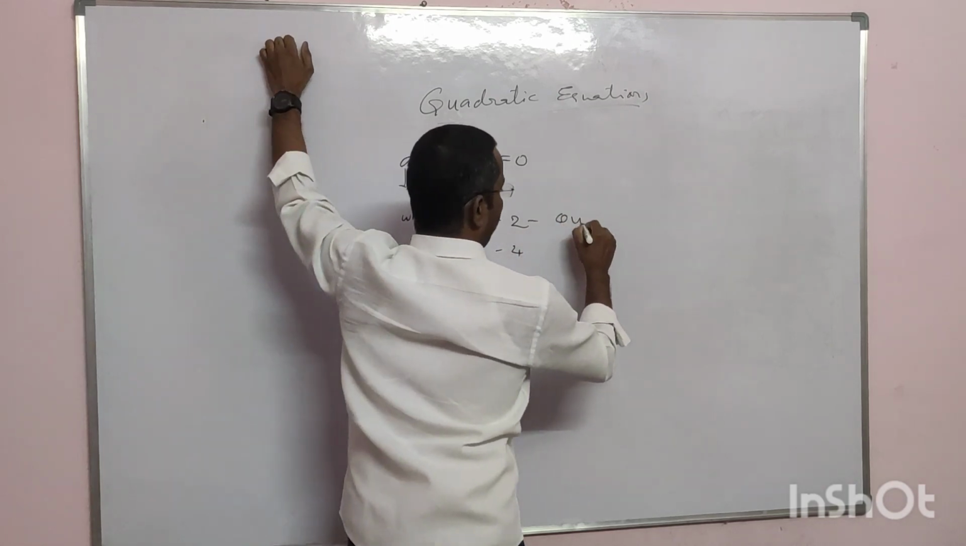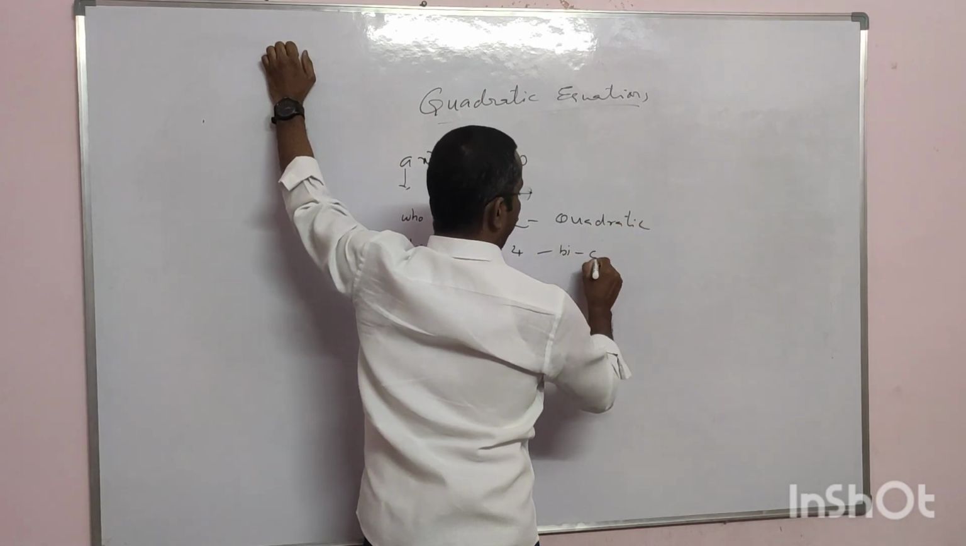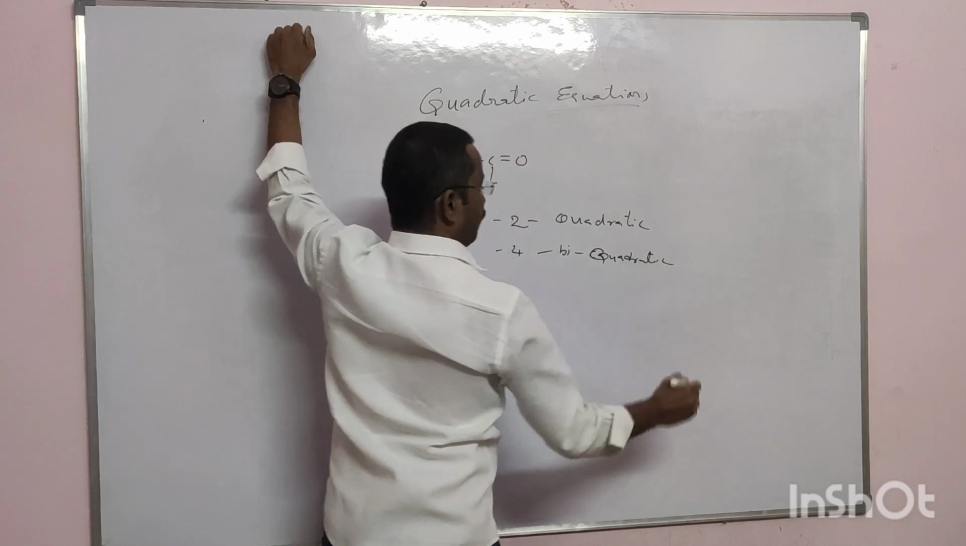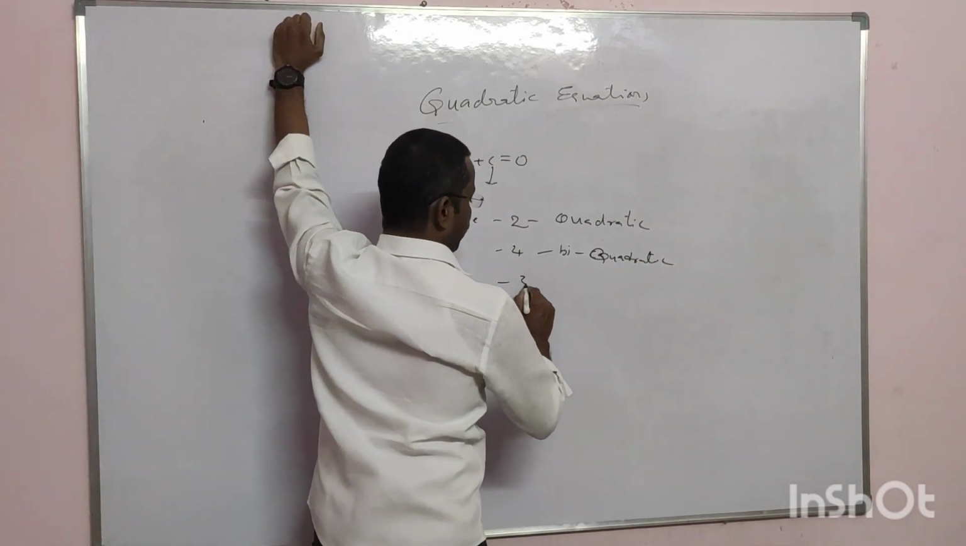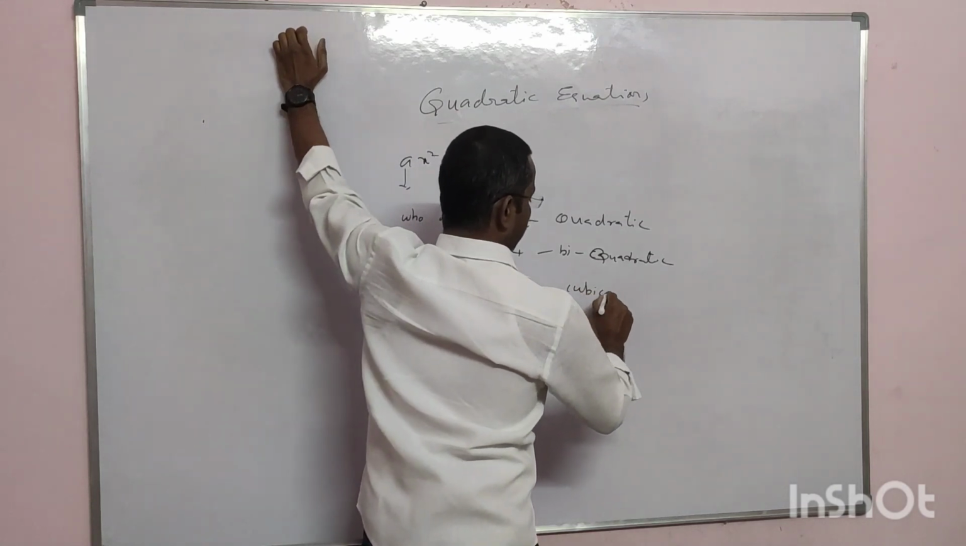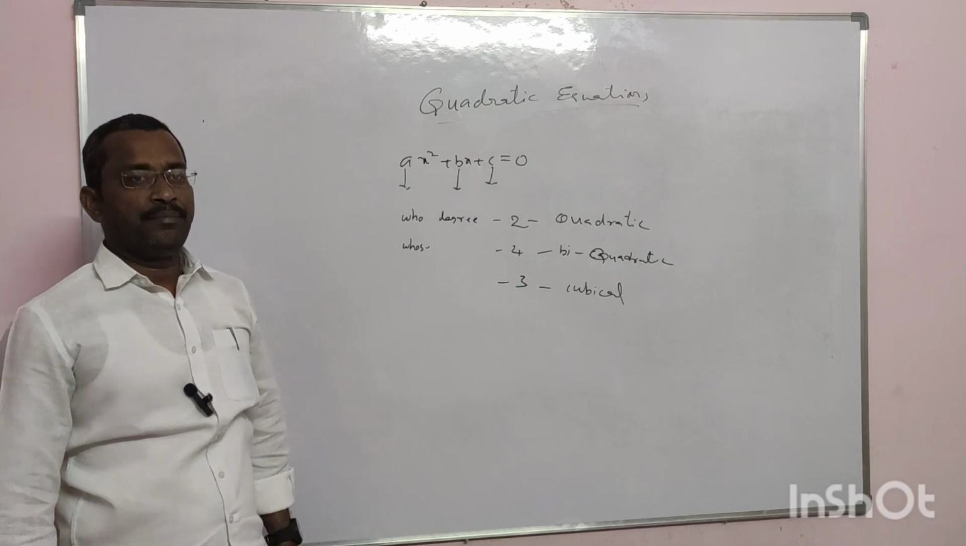This is called quadratic and this is called biquadratic. Whose degree is 3 is called a cubic. And if it is more than 4, it can be called a polynomial.